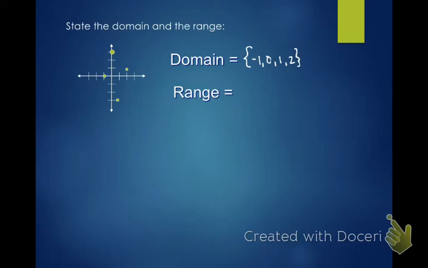What are my range values? What values do my y values hit? Again, from least to greatest. What's my lowest y value? -3. Then 0. And then 3. Okay, so I have one input for each output.